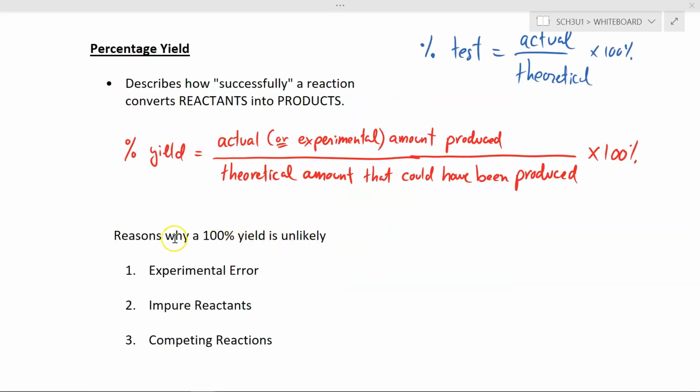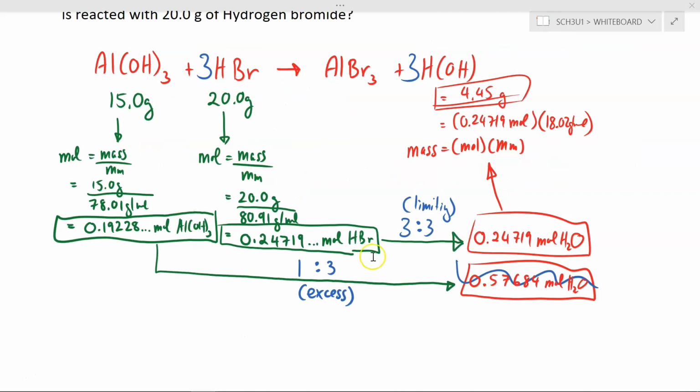Alright, so reasons why we shouldn't get 100% yield: experimental error, impure reactants, and competing reactions. Alright, so looking back at this equation, the numerator is the value we get from our experiment. So you do the experiment, you actually measure this mass, you measure this amount. That is how you obtain this value. To obtain this value over here, you would do your stoichiometry calculations.